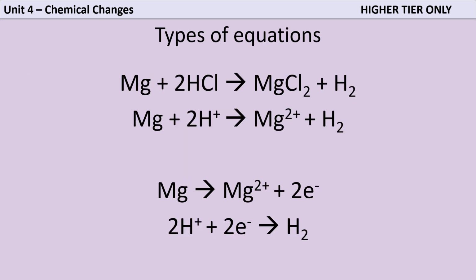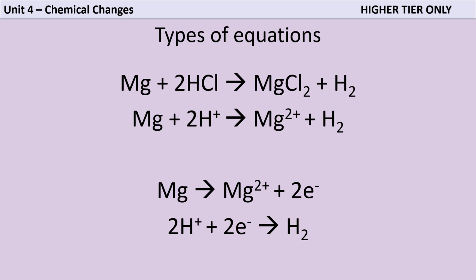So the first line here is my symbol equation. It shows me everything that's involved in this reaction. The second line is the ionic equation. We've removed what we call the spectator ions. So the chloride ions are in the hydrochloric acid at the start, they're in the magnesium chloride at the end, but they haven't changed. They're Cl- on both sides, so we've just skipped them out. That's what we do for an ionic equation. We skip out anything that's not actually taking part.